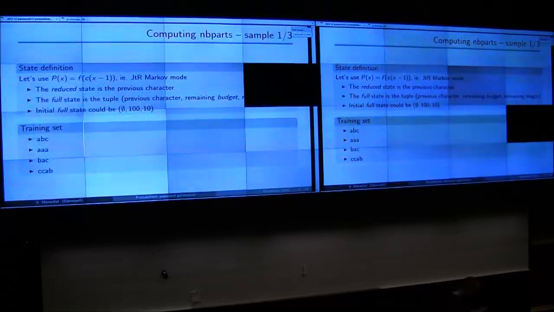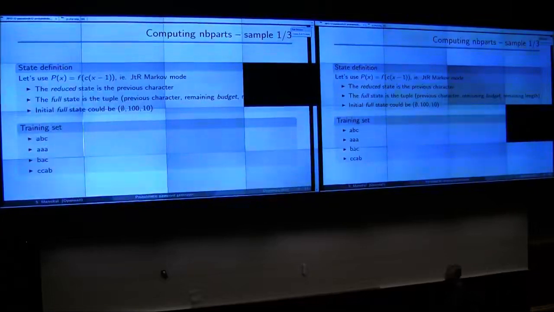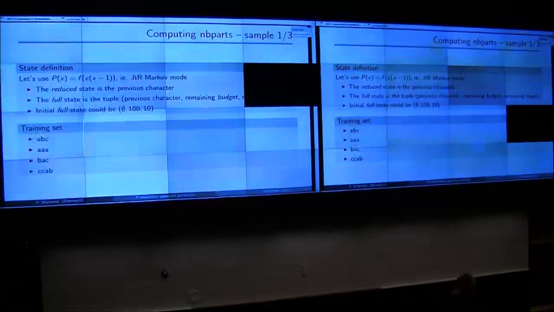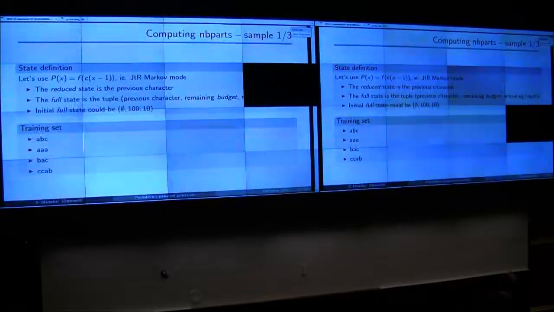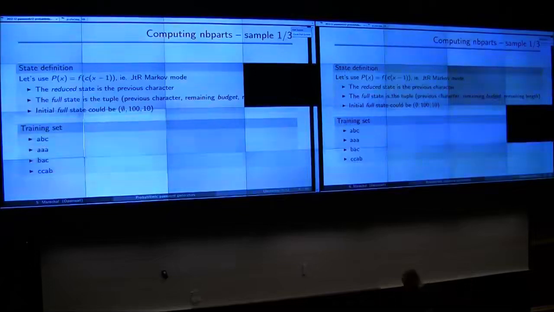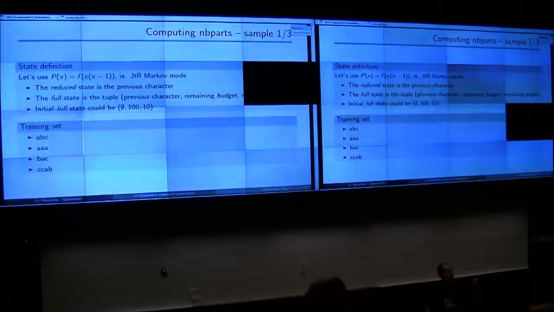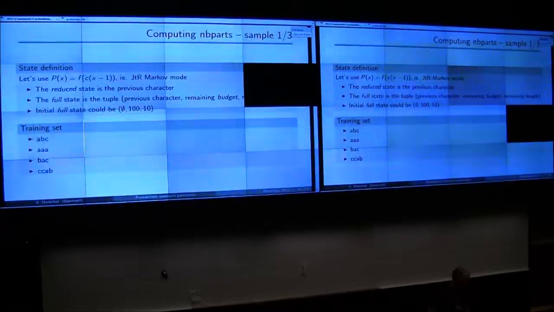So I'm going to give you all the excruciating details about how to compute that. Very quickly, I'm going to give you an example of how you compute this structure, because it's not obvious when reading the literature why it works. In that case, I will use the default John the Ripper mode, Markov mode, and I will have several terms. One of them is the reduced state, which is the previous character, and which is actually the only information you need to know the probability distribution of the current character.